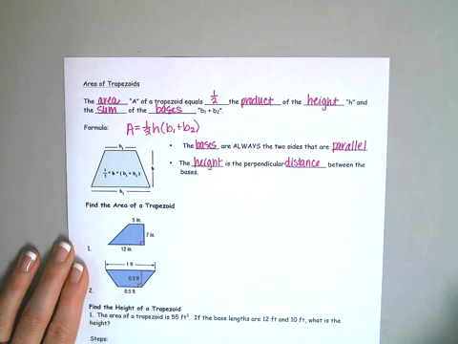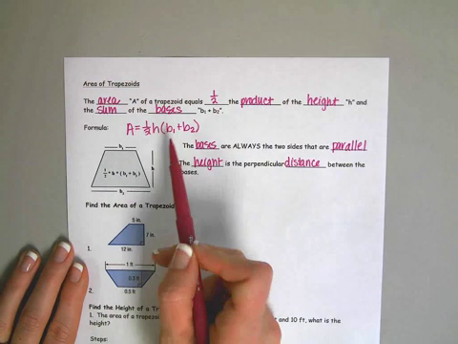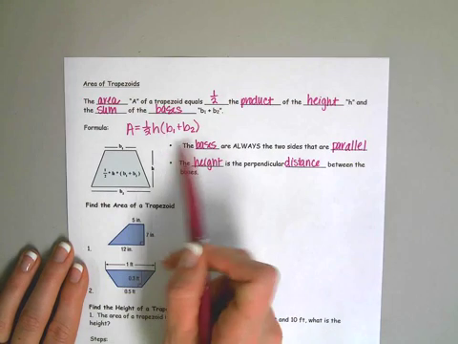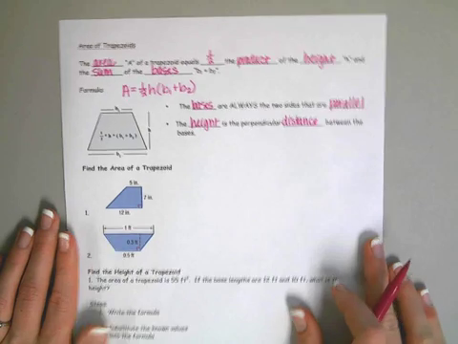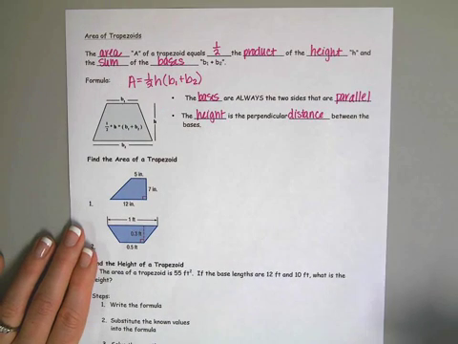Now it's important to remember that we have to use order of operations when we're solving problems. So we're going to have to add those bases together, since those are in parentheses, before we can multiply the rest of our problem. So let's do an example finding the area of a trapezoid.